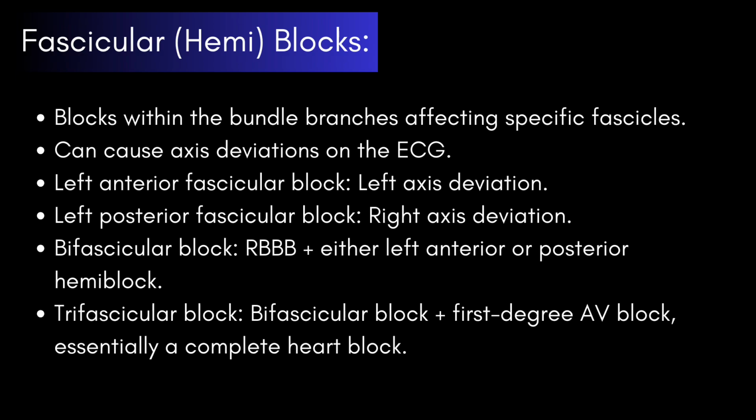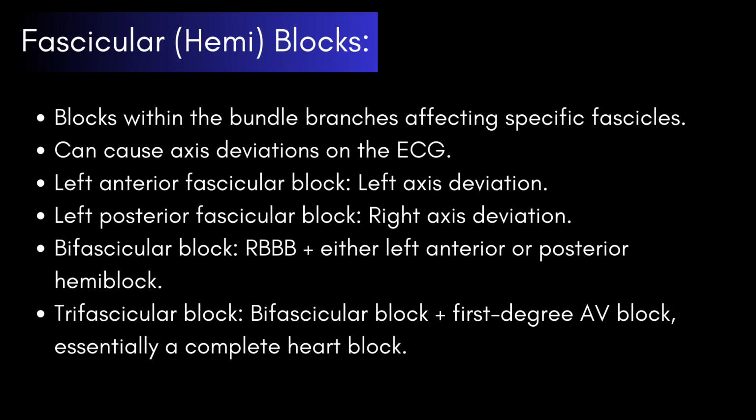Let's take a look at fascicular, or hemi, blocks. These are blocks within the bundle branches affecting specific fascicles. They can cause axis deviations on the ECG. Left anterior fascicular block is often visualized through left axis deviation. Left posterior fascicular block is often visualized through right axis deviation.